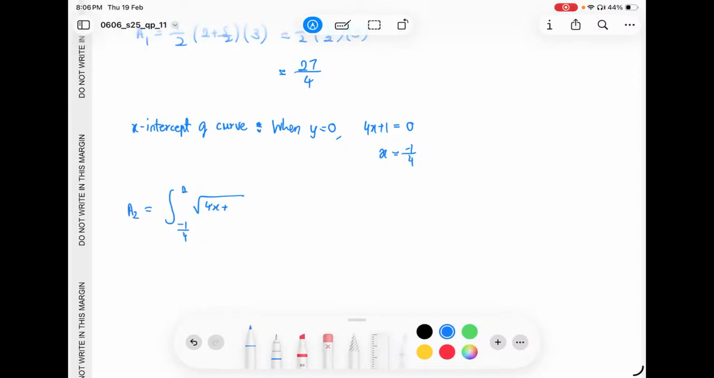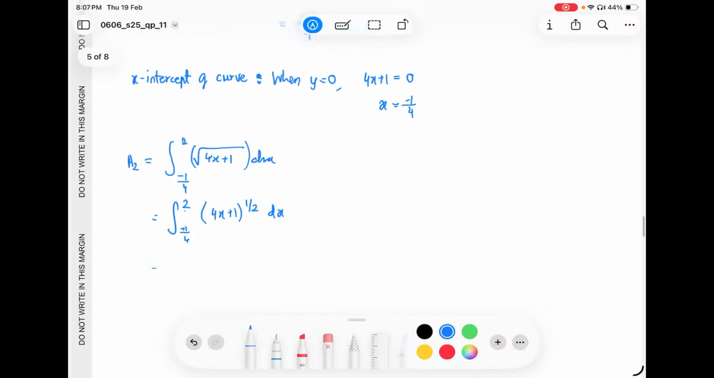So root 4x plus 1 dx. Let's write this in exponent form so it's easier to evaluate without the calculator. So (4x plus 1) to the power of a half dx. Now you add the power by 1, which gives you 3 over 2, and then divide by 3 over 2, and do not forget to differentiate the inside function, and then from negative 1 over 4 to 2.